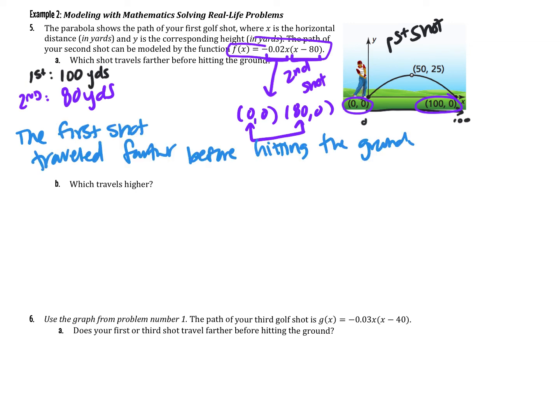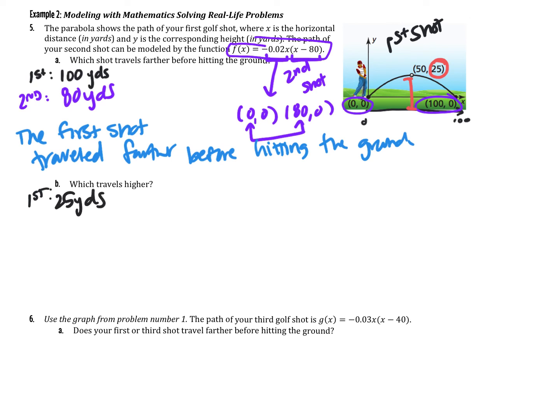Part B says which traveled higher. So now we're not talking about the x-intercepts anymore. We're talking about the maximum height. The maximum height is going to relate to the y value of the vertex. So again, from our graph, we can see what the highest this graph ever goes, the y value of that vertex. The highest that our first shot ever goes is 25 yards.